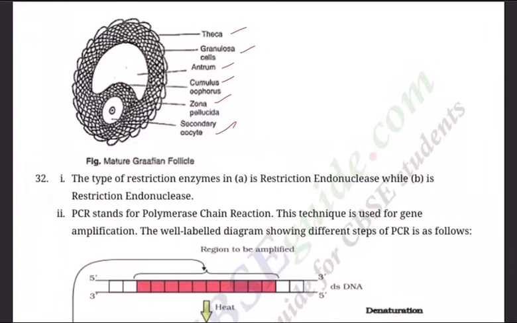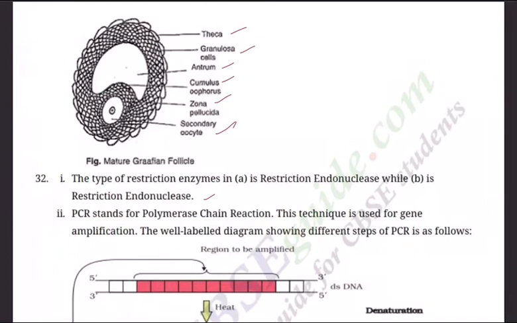Now question 32. Given below is a table depicting different restriction enzymes and their examples. Restriction enzymes A, B, examples SmaI and EcoRI. Now name the following type of restriction enzymes A and B. The type of restriction enzymes A is restriction endonuclease. B is also restriction endonuclease. Both are endonucleases.